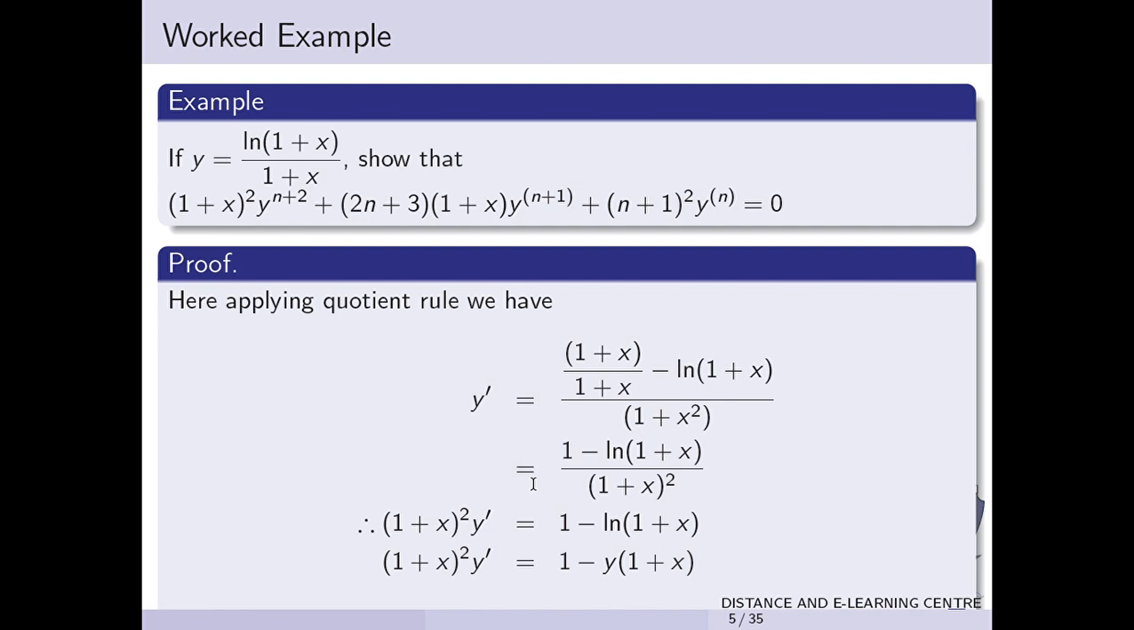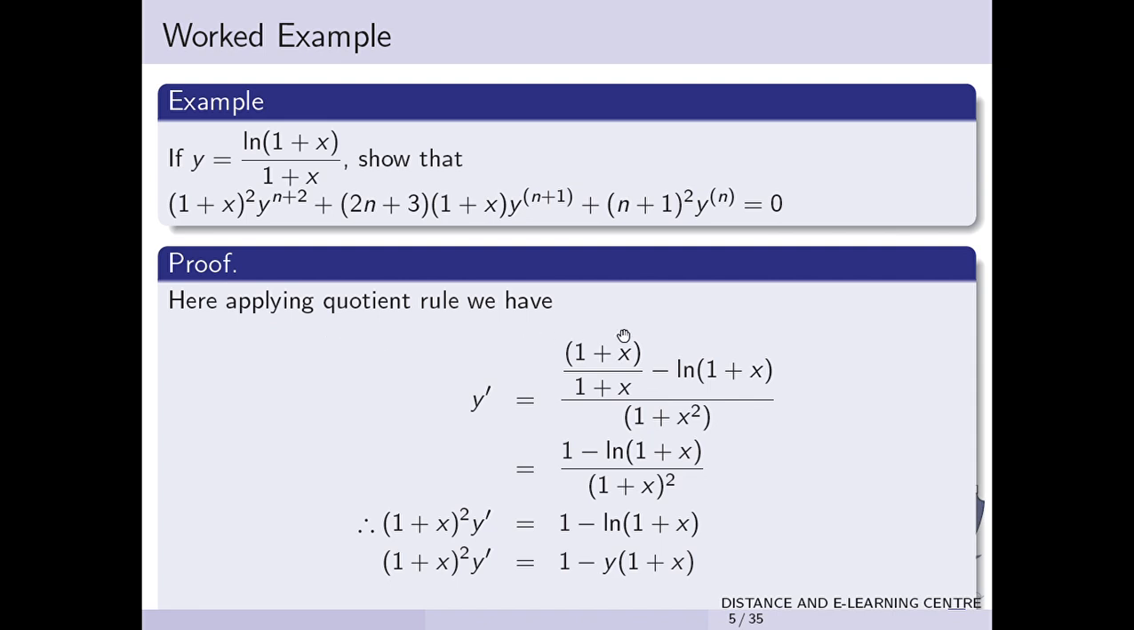Now, let's look at some worked examples. If y is equal to the natural logarithm of 1 plus x, all over 1 plus x, we want to show that (1 plus x)^2 y^(n+2) plus (2n plus 3)(1 plus x) y^(n+1) plus (n plus 1)^2 y^n is equal to 0. We want to show that.